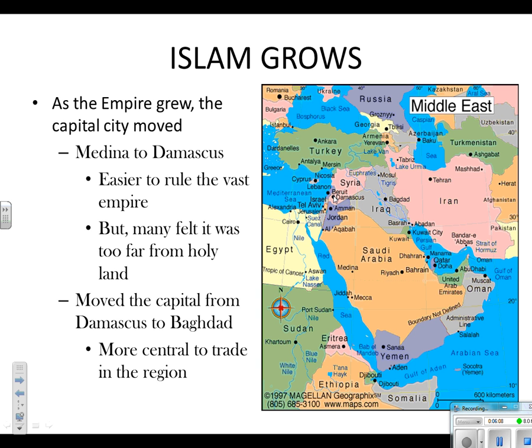Later on, they moved the capital from Damascus to Baghdad, in between the Tigris and Euphrates River and the Fertile Crescent. They felt this area was more central to trade in the region because you could travel on the rivers to get to multiple trade spots. So again, two examples of the capital of Islam moving. So it starts at Medina, later moves to Damascus, and then moves to Baghdad.